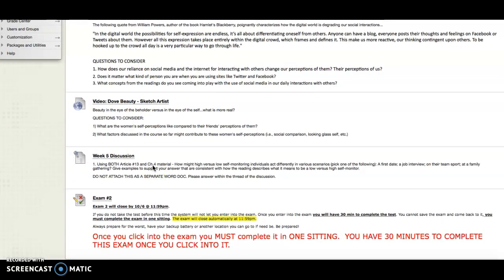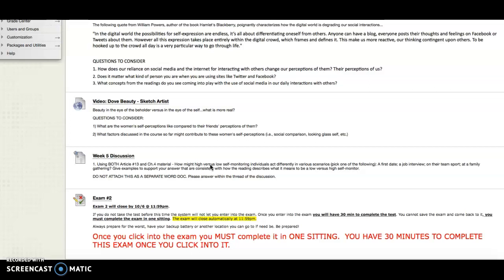So remember, when you're responding to the discussion questions, you should be integrating not only the article, but also the chapter, because the chapter is sort of what provides the base that includes all the concepts for understanding the core issue that the article talks about. So for example, this week the article is about high and low self-monitoring. How would somebody who's high versus somebody who's low in self-monitoring act differently depending upon the setting?